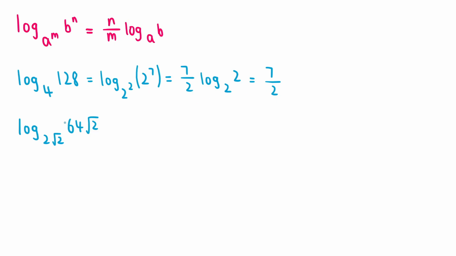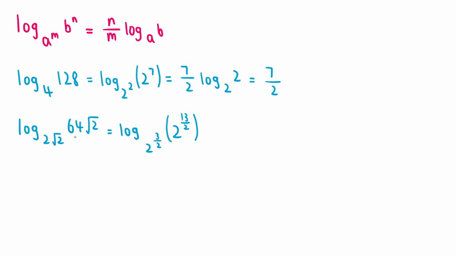So here's another example. Let's say we have log base 2 square root of 2 of 64 square root of 2. Both the base and argument have a radical expression which implies fractional exponents, which are a little harder to work with. So this is where the extended power rule is really helpful. In the base, square root of 2 is the same as 2 to the 1/2, so 2 square root of 2 is the same as 2 to the power of 3 over 2.